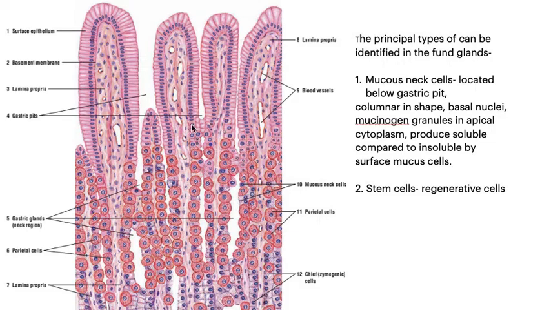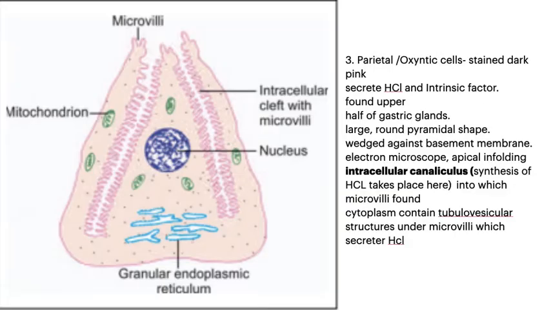Mucous neck cells again are located below the gastric pit, and they are columnar in shape. Right here are the mucous neck cells, columnar in shape with basal nuclei. They have mucinogenic granules in the apical cytoplasm and produce soluble mucus, compared to the insoluble one produced by the surface mucous cells. Where were they present, the surface mucous cells? In the cardia. The first one is the mucous neck cells, the second type is the stem cells, which are nothing but regenerative cells.